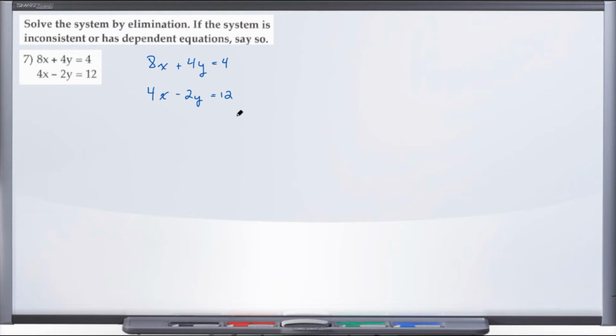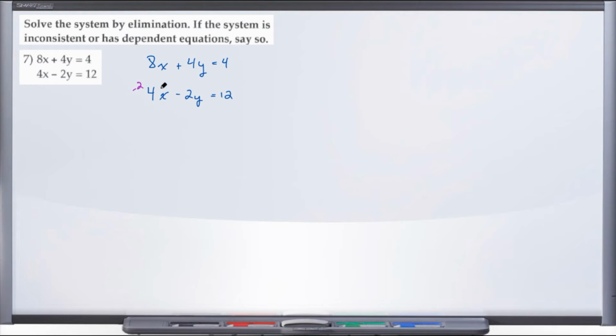So what we're going to do is manipulate one or both of these equations so that we can get either the x or the y to cancel. And I think we'll go ahead and eliminate the x variable from our system first. Since we have a positive 8x here in our first equation, why don't we manipulate the second equation so that we can get a negative 8x here, and so that way these x's will eliminate. Well, right now we're at a positive 4x, so what do we need to multiply a positive 4x by in order to get it to a negative 8x?